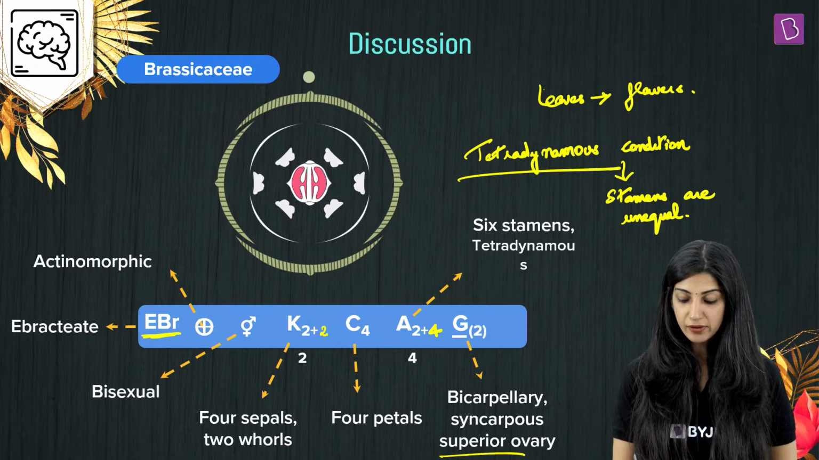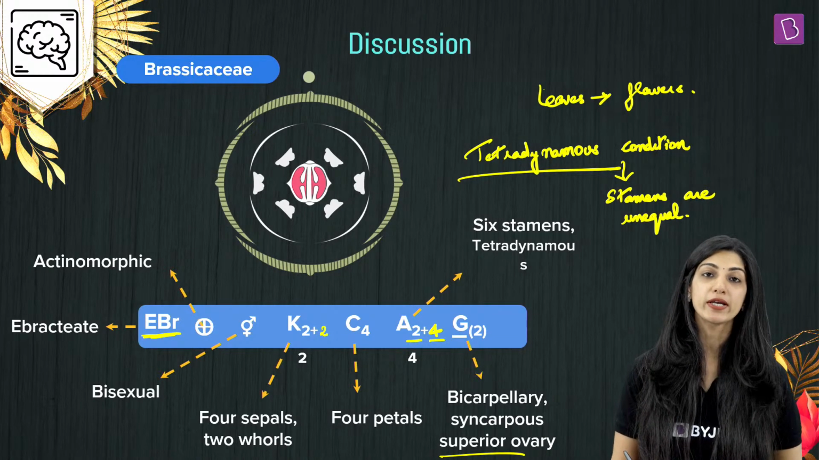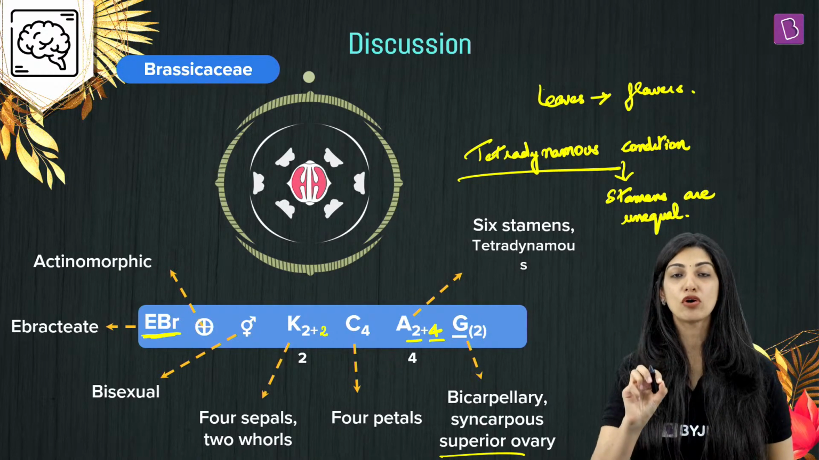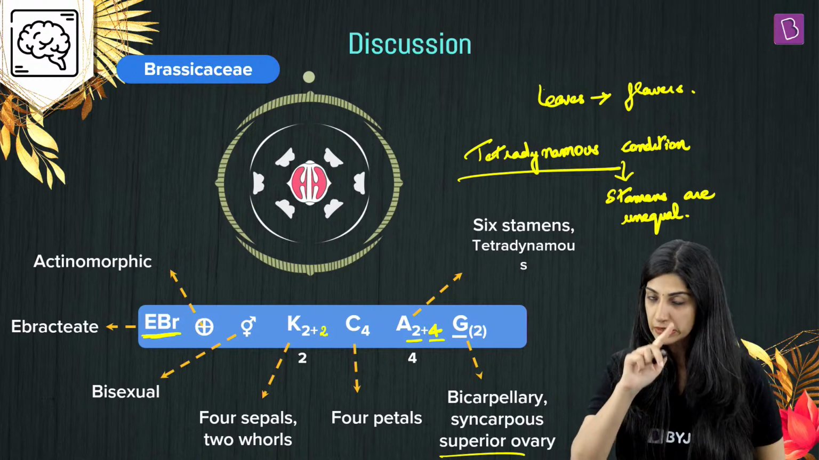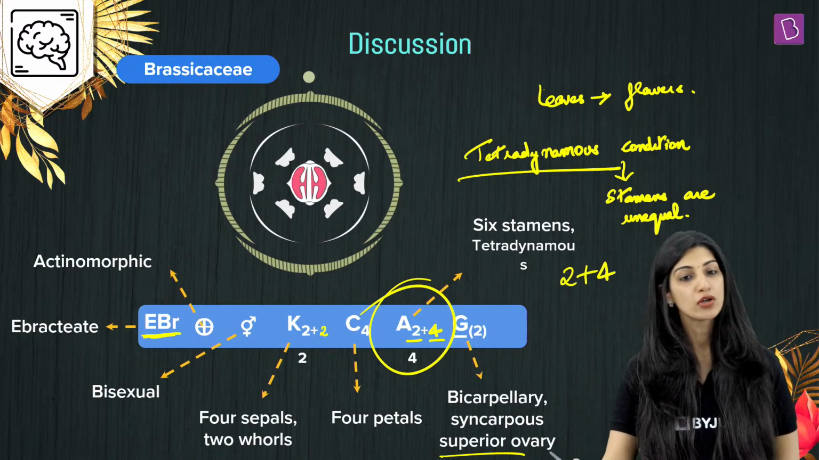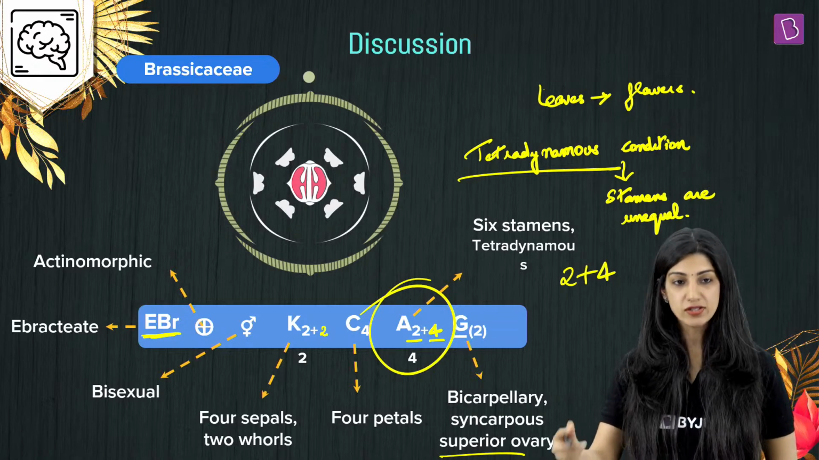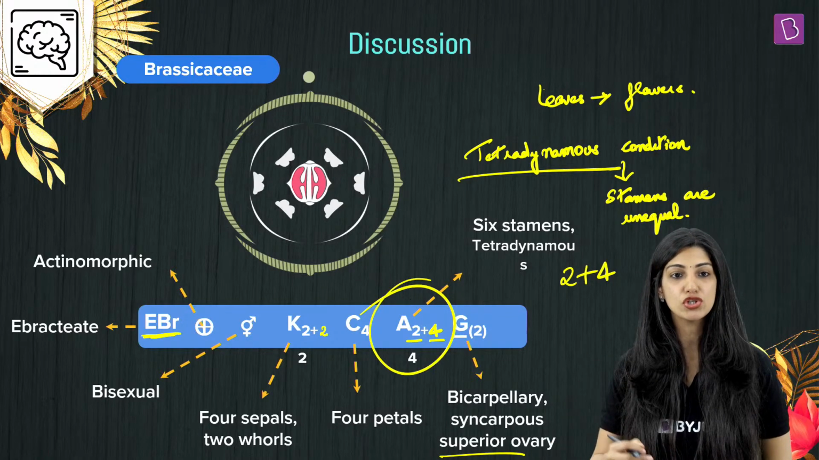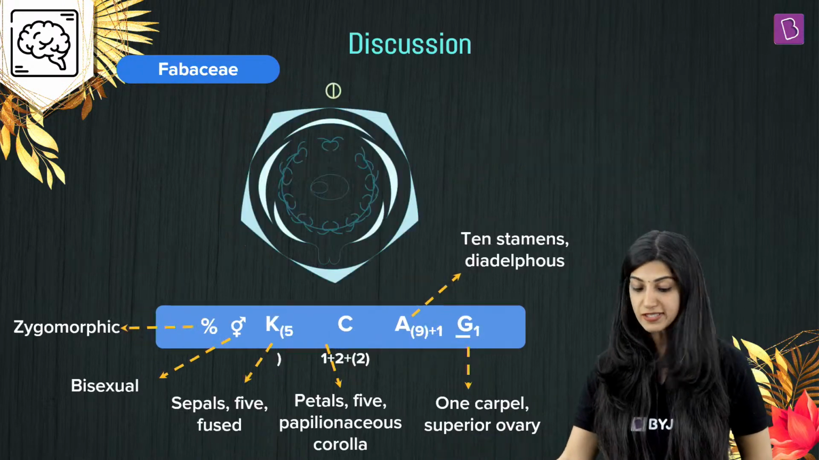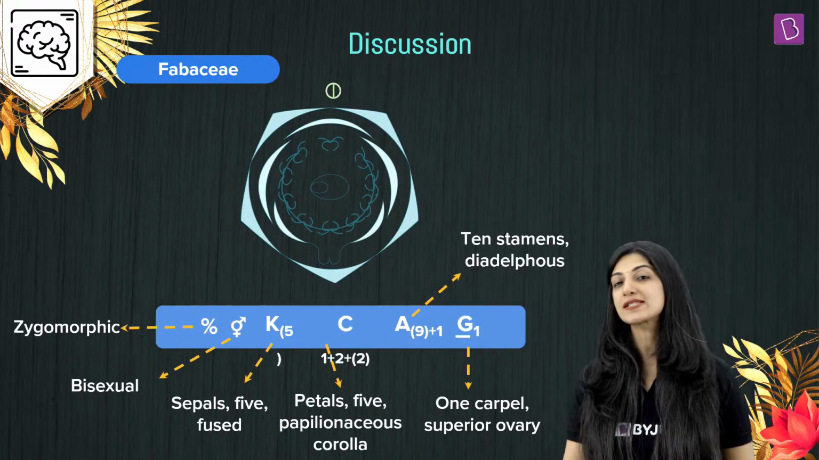So 4 are longer, 2 are बिचारे shorter. ब्रासिकेसी फैमिली का फ्लोरल फॉर्मूला जब भी सही ऑप्शन आपको टिक करनी है, look for this 2+4 condition. Note it down. Good. I just told you what is tetradynamous condition. Note it down. Unequal stamens. Good. Let's move further. Let's go to Fabaceae family.